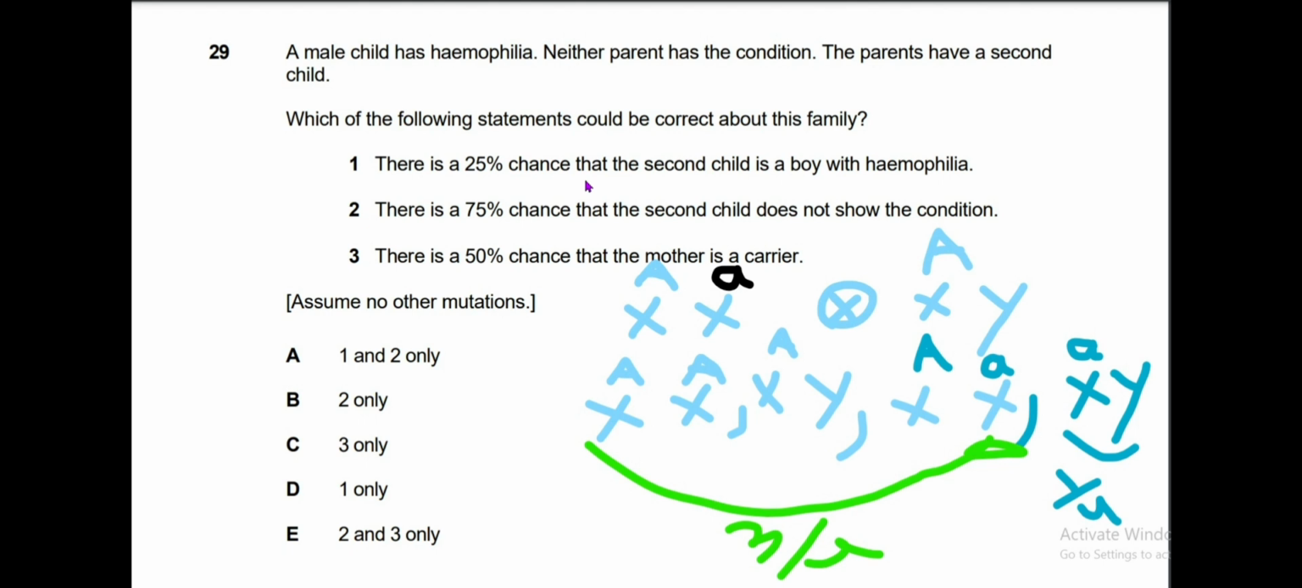So question 29, a male child has hemophilia. Neither parent has the condition, which means that the condition, hemophilia, is recessive. The parents have a second child. Which of the following statements could be correct about this family? Before we proceed, you should know that hemophilia is a sex-linked condition. It's a must-know kind of information, and I recommend you know the other basic conditions, whether they are autosomal or sex-linked.